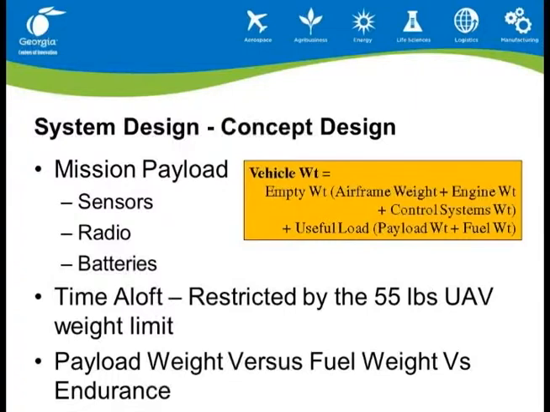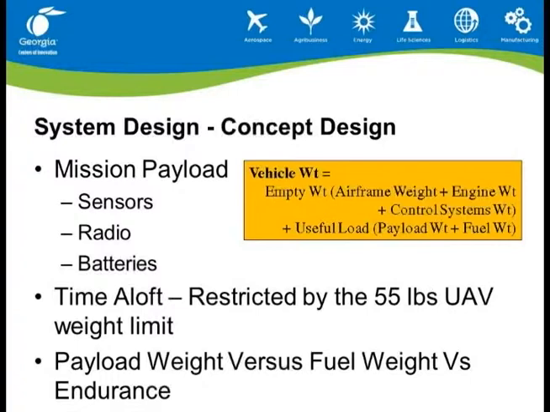If you look at the total vehicle weight, we define that as the empty weight plus the useful load. Empty weight is the airframe weight, the structure, all those things, plus the engine weight, plus the basic control systems weight, the ailerons, the vertical tail, the elevator on the horizontal tail, all those things that are basic to making the vehicle fly. And then the useful load is the payload weight, the sensors, the radios that go along with it, all those things, plus the fuel weight or any batteries or anything you need on there.